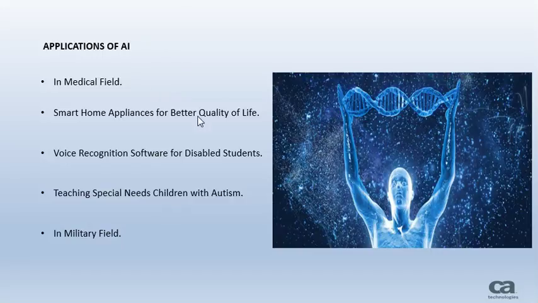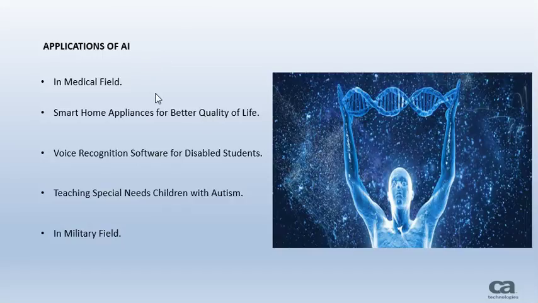Smartphone applications for better quality of life. Combining artificial intelligence with home automation in smart homes results in an improved quality of life for many, including the elderly and disabled. Next is voice recognition software for disabled students. Disabled students are often at a disadvantage in the classroom. Voice recognition software improves communication, enables note taking, and increases participation.